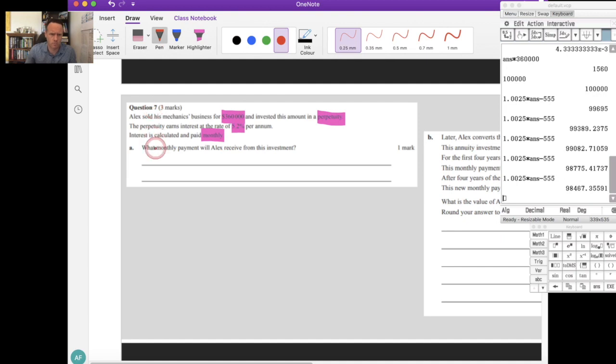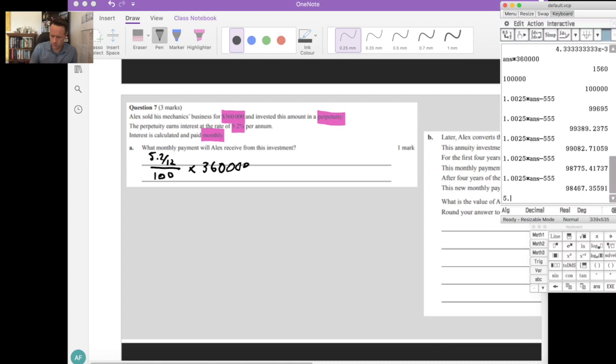What monthly payment will Alex receive from his business? So we just need to work out what 5.2% of $360,000 is on a monthly basis. We can do that by going with 5.2 divided by 12 to get to a monthly rate, over 100, so it's not a percentage anymore, it's a decimal, and then multiply that by 360,000.